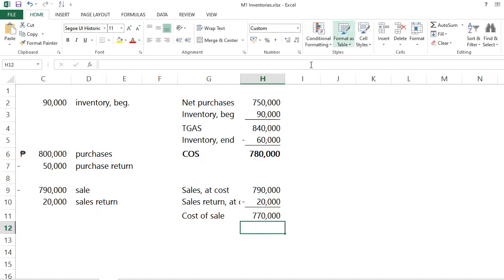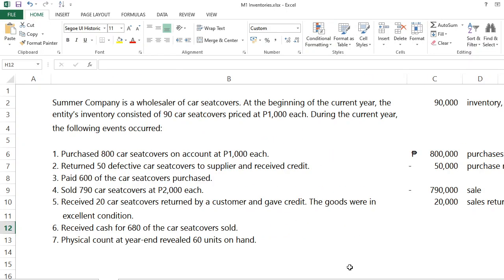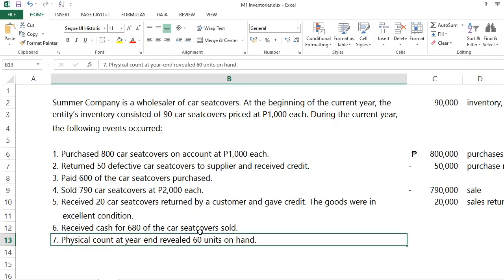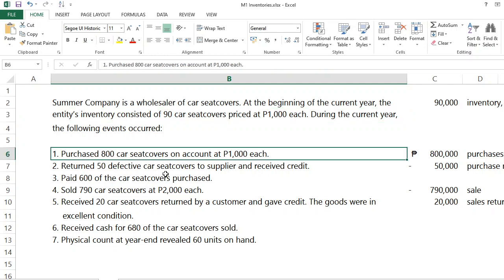770,000. But, wait lang. Tanaw na to kung under perpetual and under periodic, sakto ba nga 60,000 ang na bilin. Kasi di ba may gagawin tayong overage or shrinkage. So atong isink ang duha kung pareha ba sila nga 60 ang physical count at year end. So first you have 90 cars. So please prepare na kay 90. And then ipalit kag 800, so plus 800 yon.